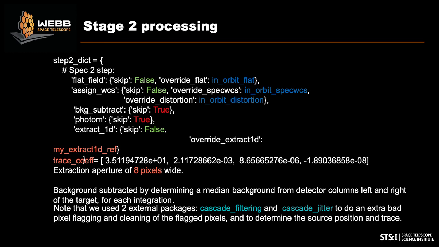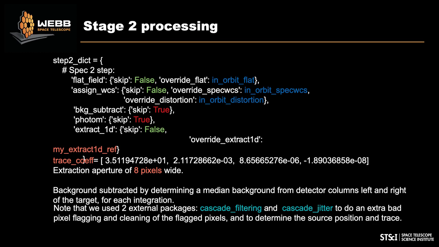The stage 2 processing is again more or less the same. What I didn't do, however, is the background subtraction standard with the pipeline, and we skip the photom step. So we don't do an absolute flux calibration here, we just do everything in DN per second.